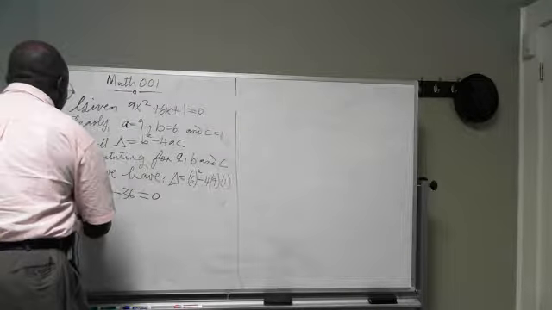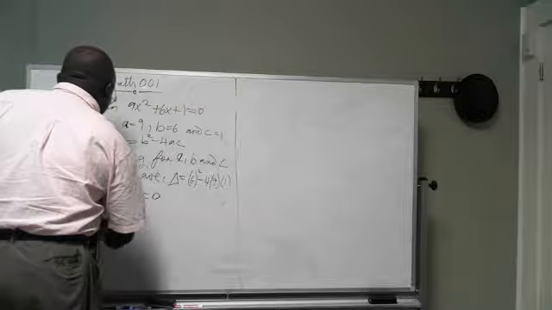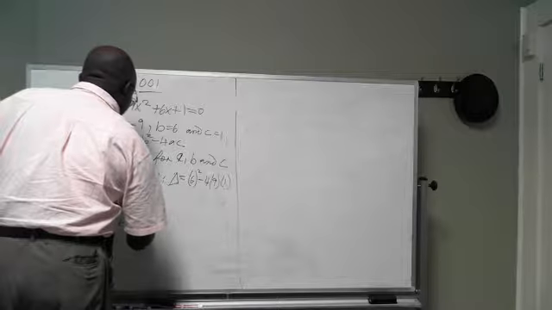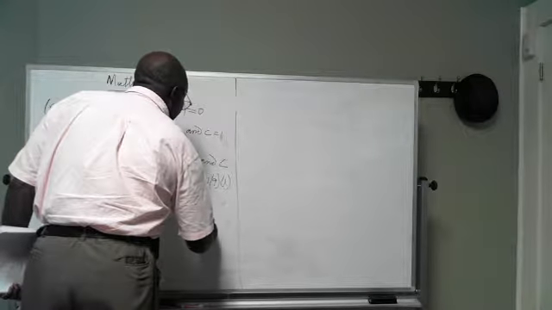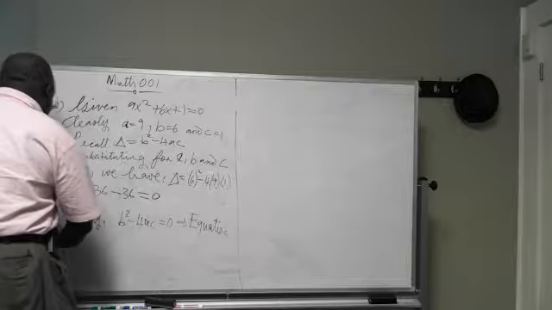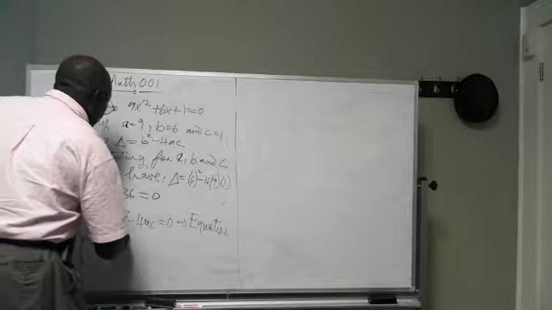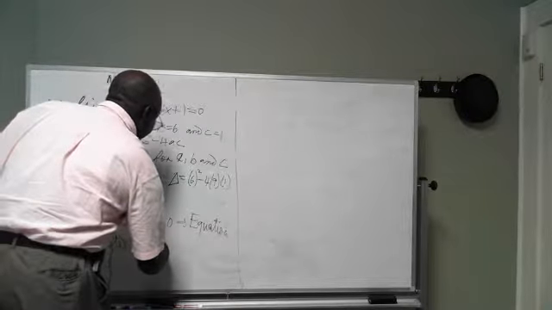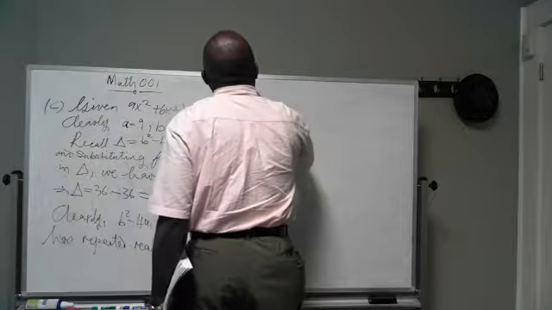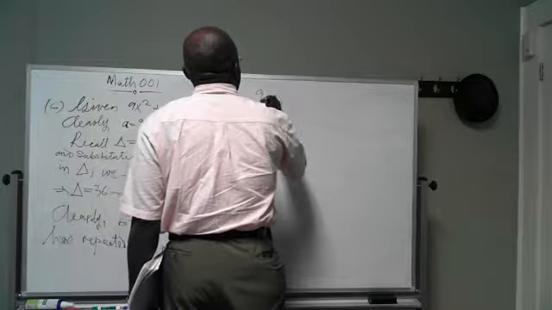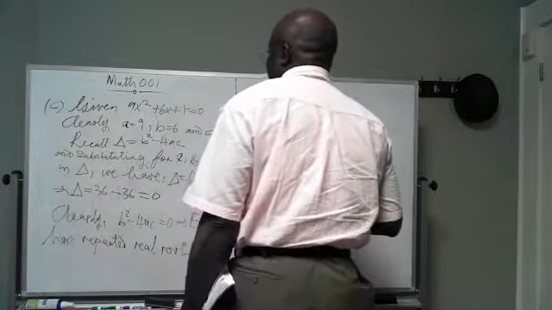Clearly, b squared minus 4ac equals 0, implying the equation has repeated real roots. Now solving for the real roots, we'll bring this equation this way: 9x squared plus 6x plus 1 equals 0. Hint.